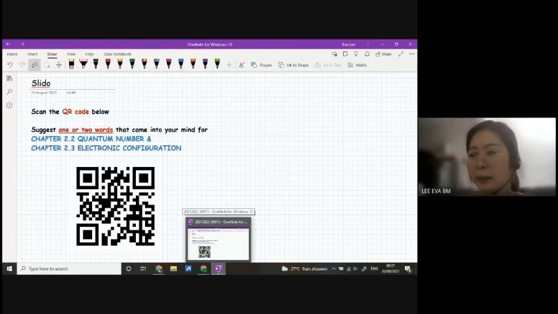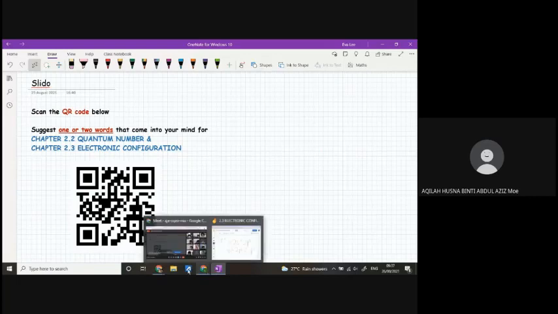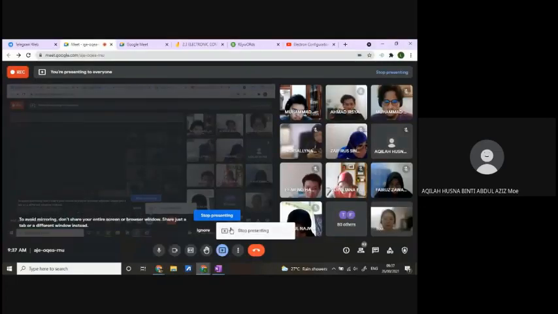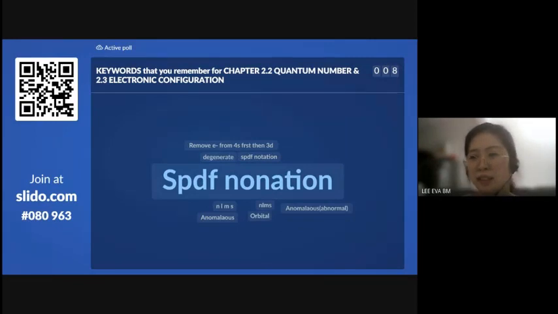Will you be able to scan the QR code? Yes, madam. Okay, so keep on typing, tapping. So see, which keywords do you still remember when we talk about nasi lemak, when we talk about the electronic configuration?